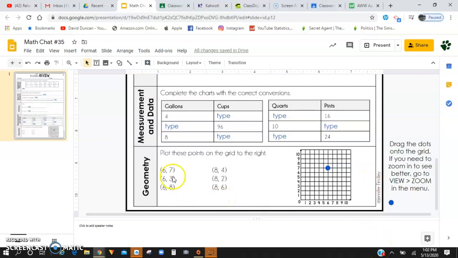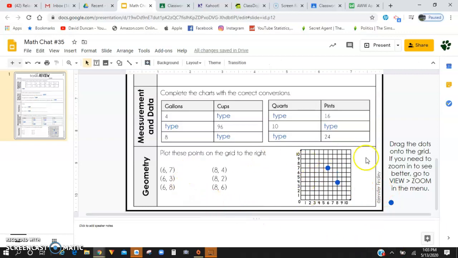I'll do a couple more with you since this is new. I'll do 8, 4. You start with 8 on your x-axis and then you go to 4 on your y. Starting at 0, I'm going to go over 8 and then up 4, which is going to be right here. I'm going to take my dot and pull it over 8, up 4. And there is my point.